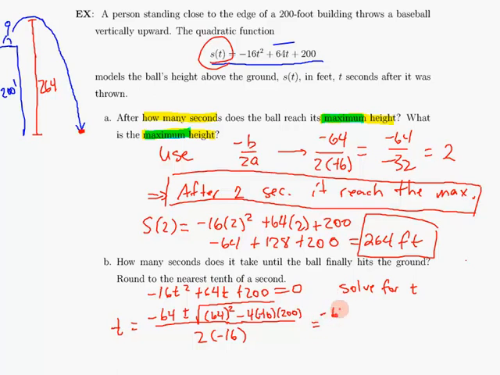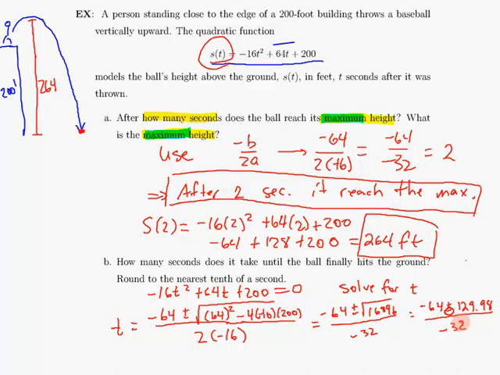Negative 64 plus or minus the square root of 16,896, divided by negative 32, okay, which is going to be negative 64 plus or minus 129.98, divided by negative 32. Now I think if I do the plus, I end up with a negative answer overall. So it's going to be the negative here that gives me the right answer.